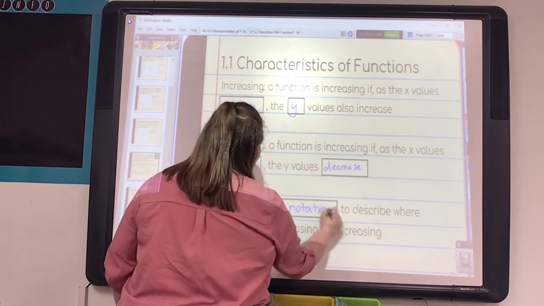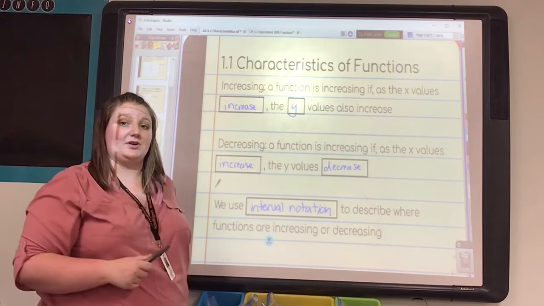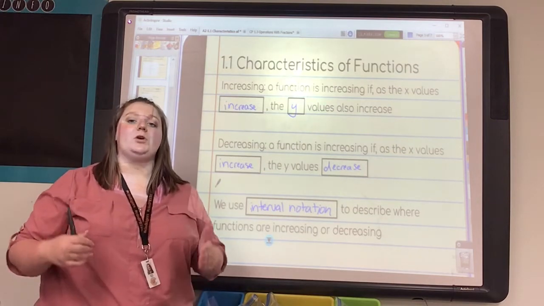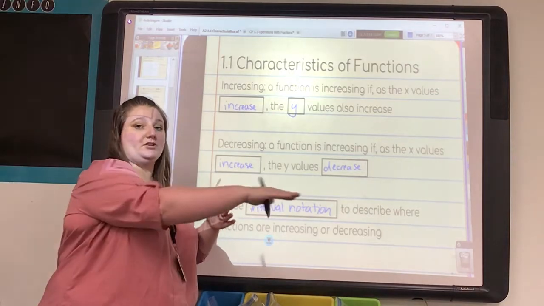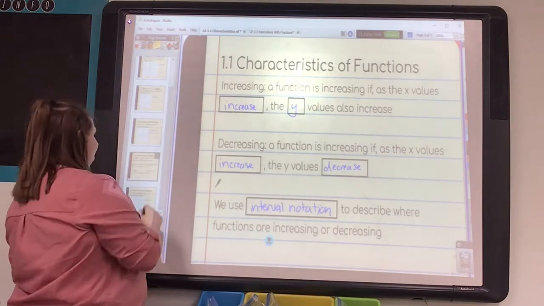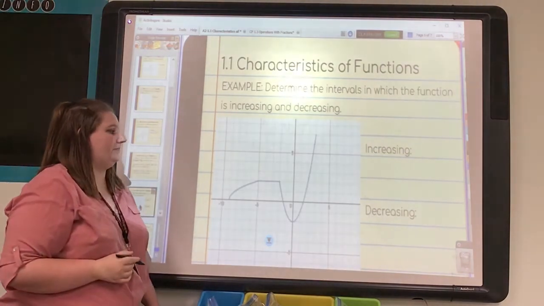So we use interval notation to describe where functions are increasing and where they're decreasing. And when we use that interval notation, just like with domain, we're talking about the x value, so horizontally, where it's increasing and where it's decreasing. So let's look at an example.